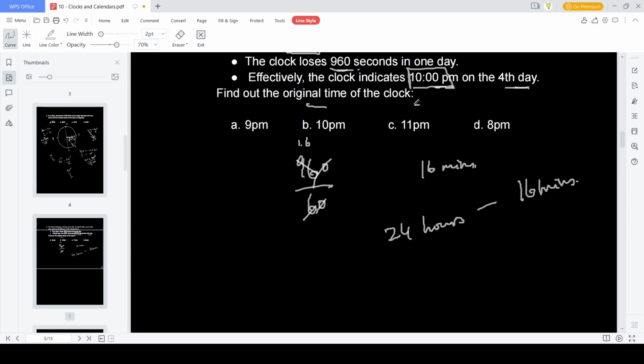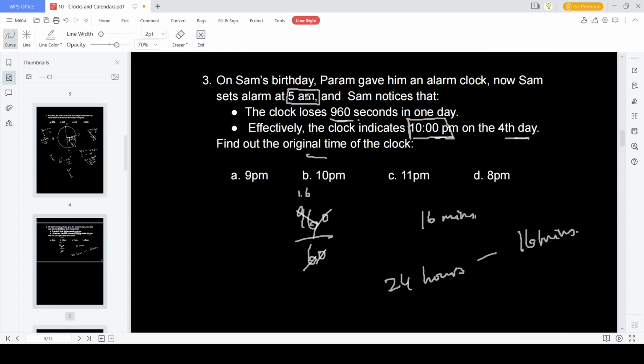So how many hours have passed from 5 a.m. to 10 p.m. on the fourth day? Okay, so 5 a.m. to 5 a.m. on the second day we'll have 24 hours. 5 a.m. to 5 a.m. on the third day we'll again have 24, and on the fourth day till 5 a.m. it will be 24 hours. So we have 24 into 3.